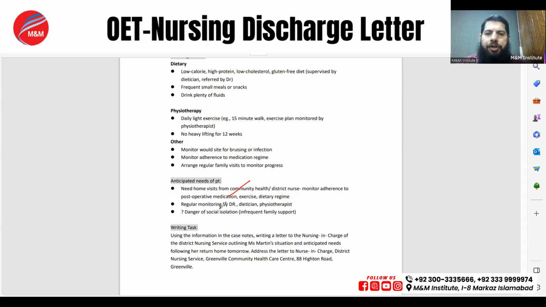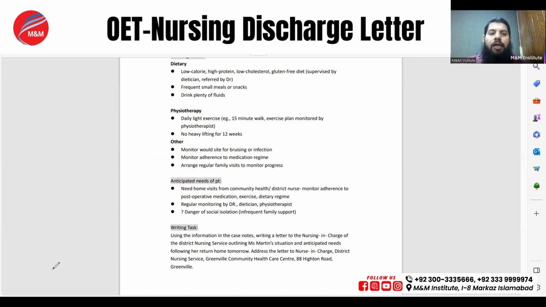Followed by the monitoring by doctor, dietitian. Again, we can write this line either with the dietary plan, or physiotherapist with the physiotherapy plan. And the question mark indicates that this is possible. Possibility of social isolation due to infrequent family support. Again, socioeconomic details will be important.